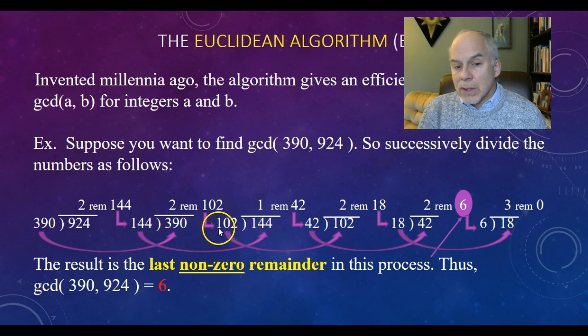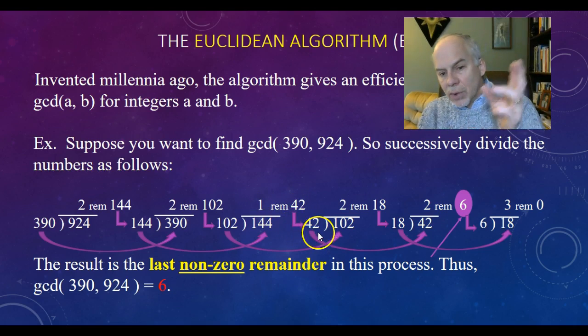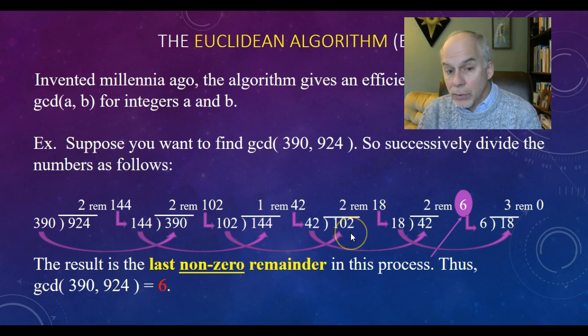All right, so then you divide 102 into the 144. So you swing it over here and put it there. So 102 into 144 goes into it 1 time with a remainder of 42. Now we'll go 42 into 102, and it goes into it twice with a remainder of 18. Then you go 18 into 42, and that goes into it 2 times with a remainder of 6. And then you take 6 and divide it into 18, and it goes into it 3 times with a remainder of 0.